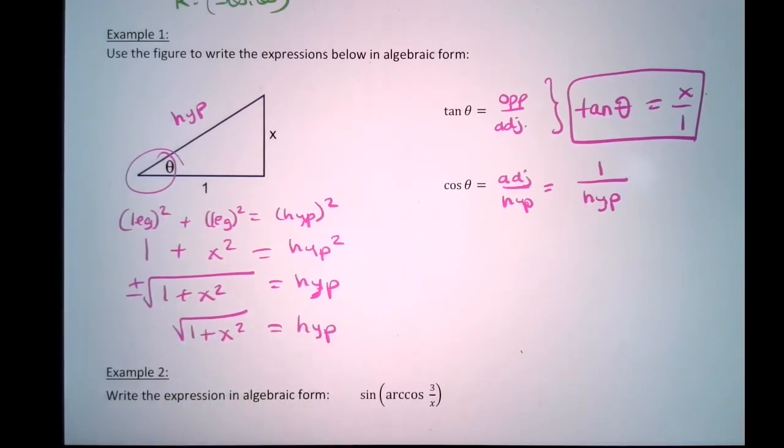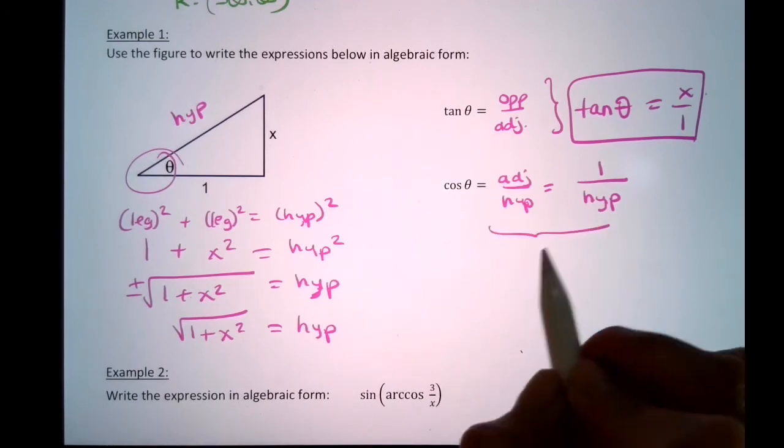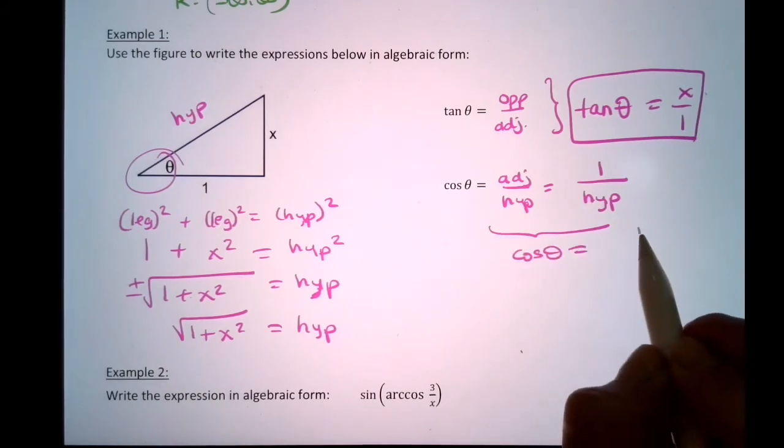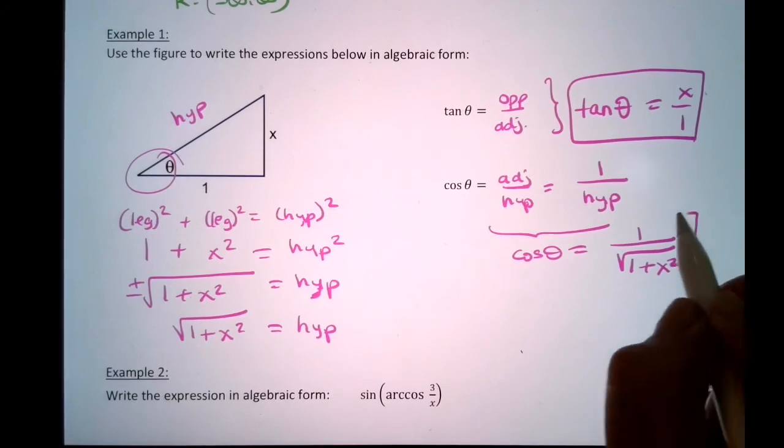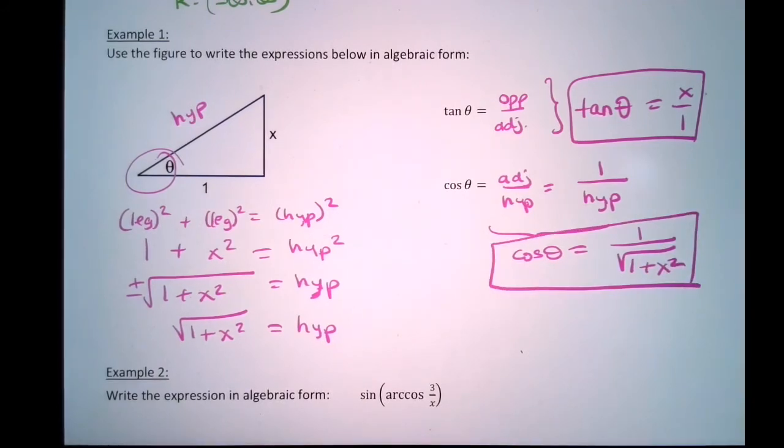Okay, so that's the hypotenuse. It's the square root of 1 plus x squared. That means I can now go back and say what the cosine of theta is. It's 1 over the square root of 1 plus x squared. There it is. No need to rationalize that expression, by the way, guys. You do not have to rationalize variable expressions in the denominator, so don't feel the need to do anything more with this. This is proper form.